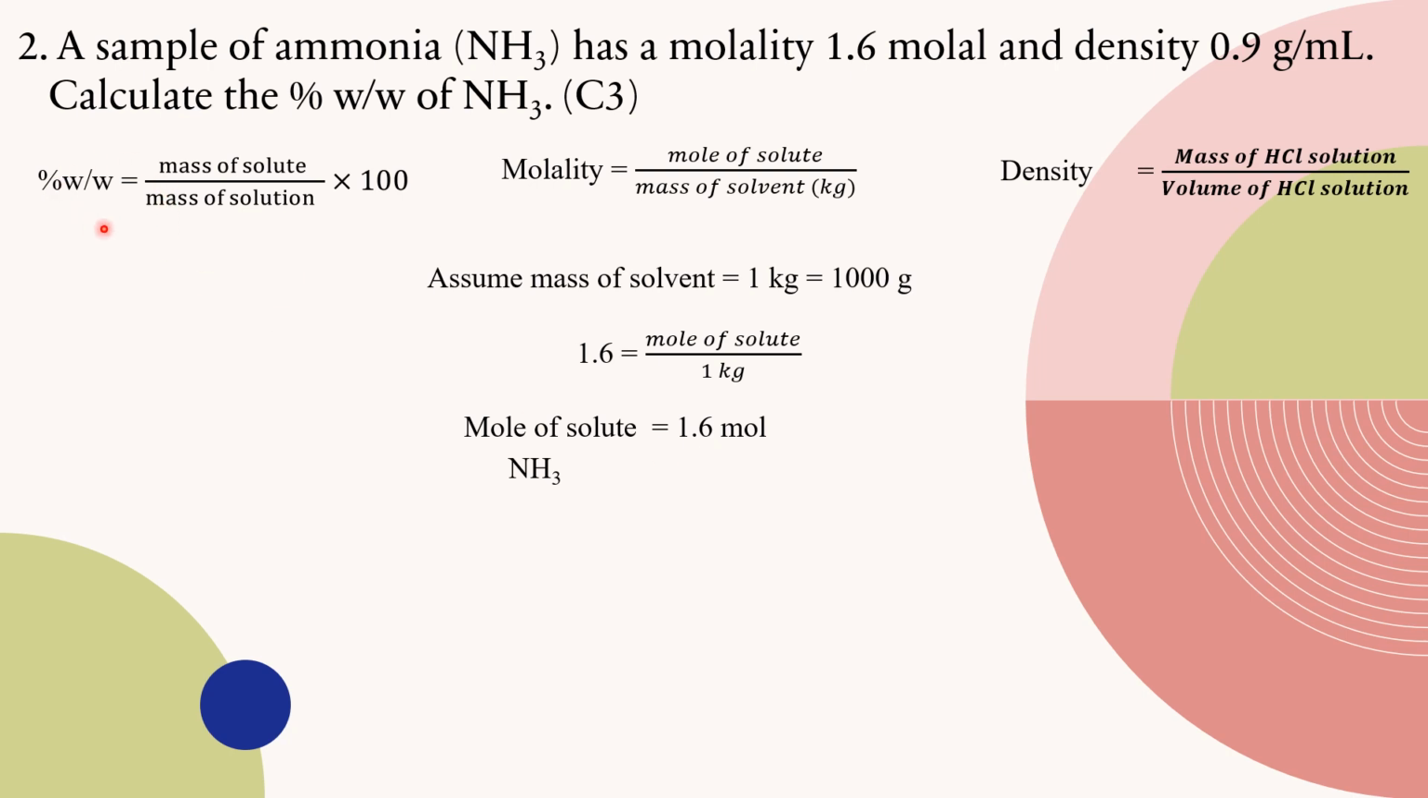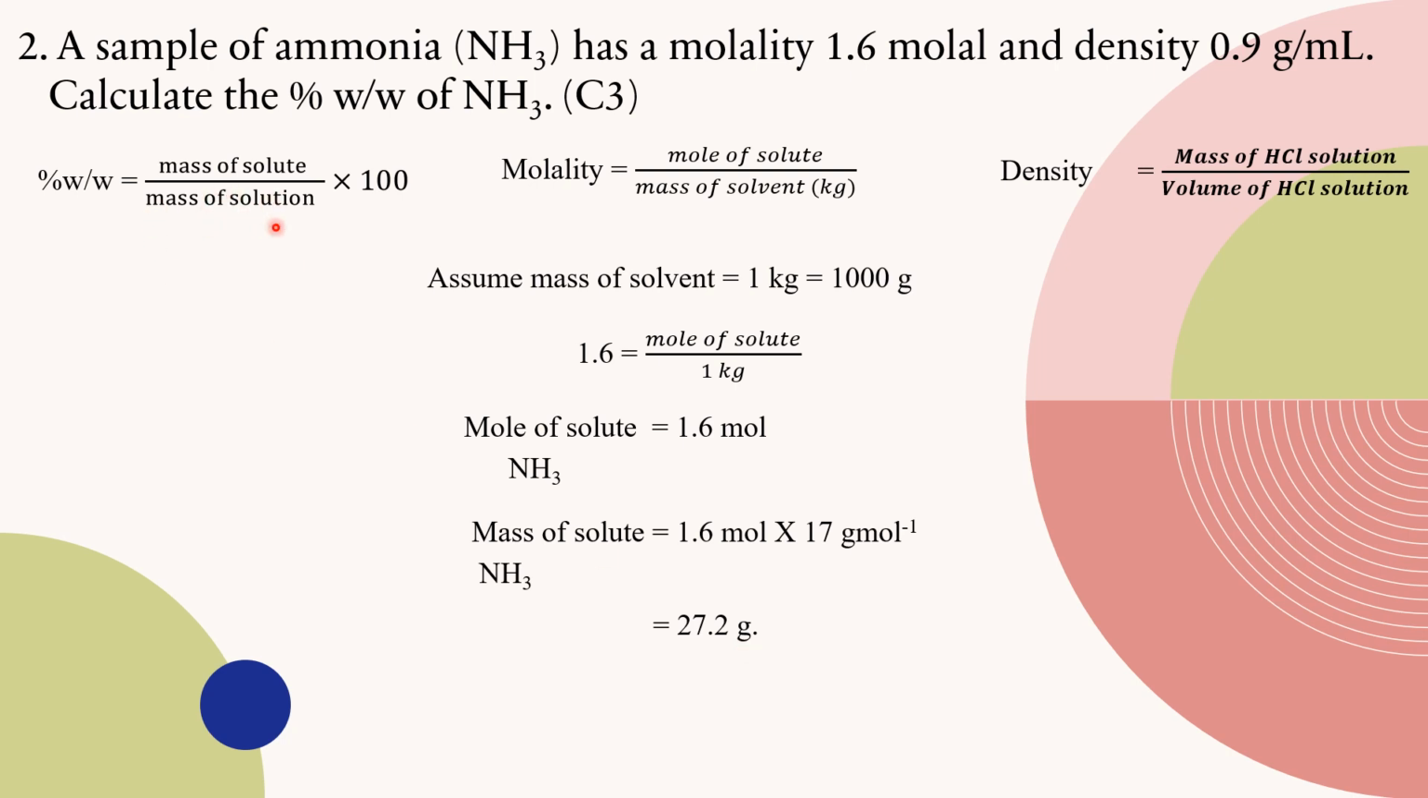So the question asks to calculate the percent by mass, which needs the mass of solute. So how to calculate the mass of solute? By using the mole of solute. So by using the same formula, mole of solute times molar mass of solute, 1.6 times 17 gram per mole for the molar mass of ammonia. So you will get 27.2 gram of the mass of solute. Next, how to calculate the mass of solution?